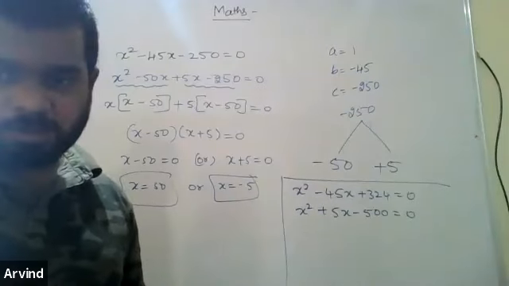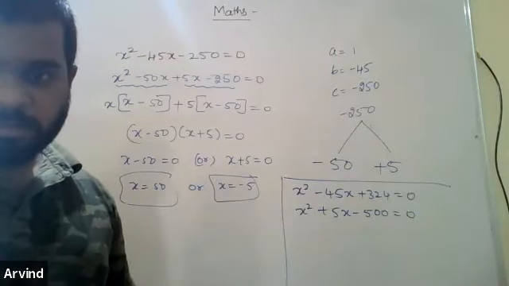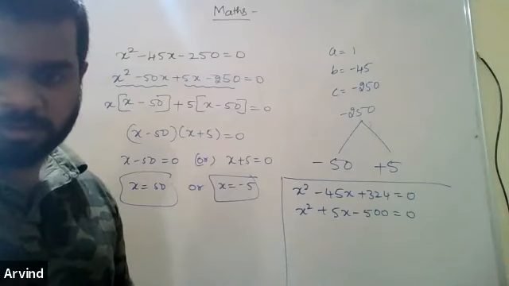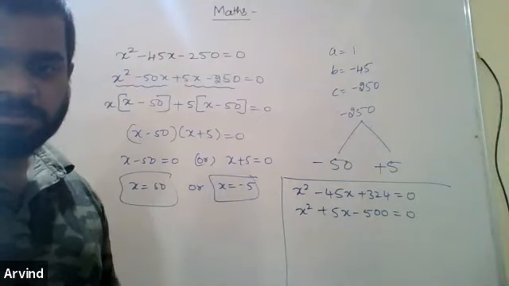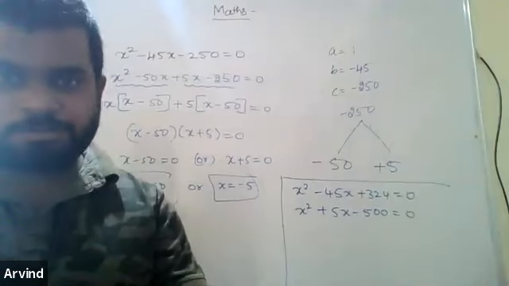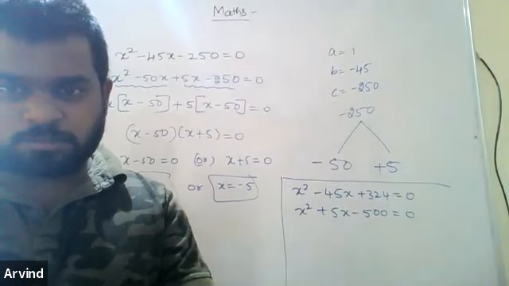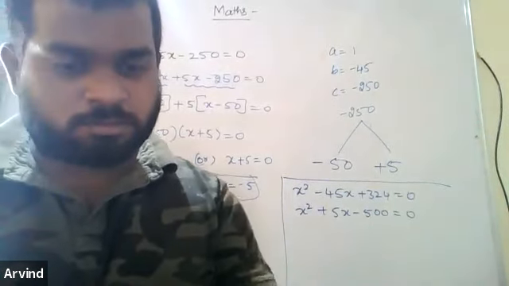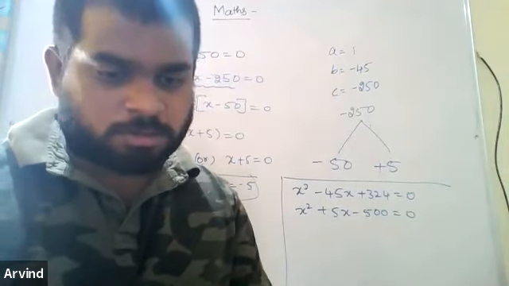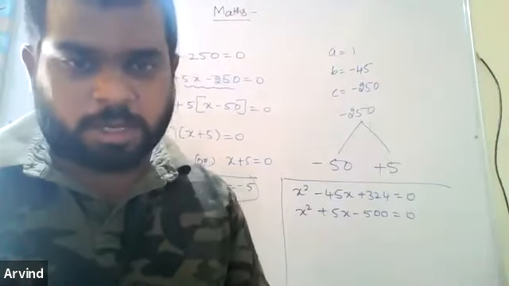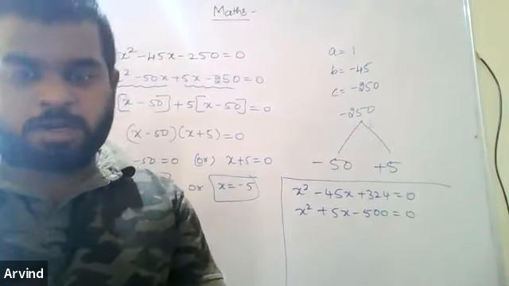Who's at Vivo 1820? Please put your name. Yes, Chandana. x equals 9 and 36. Okay, excellent. Do the next one.